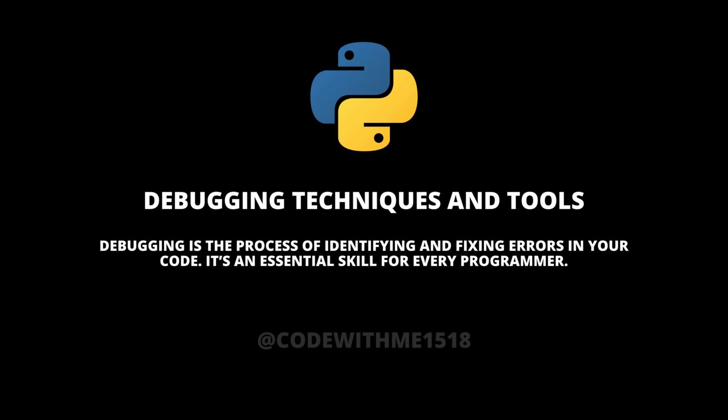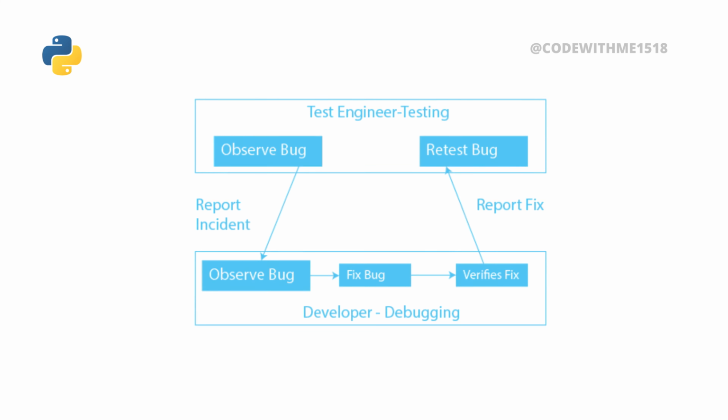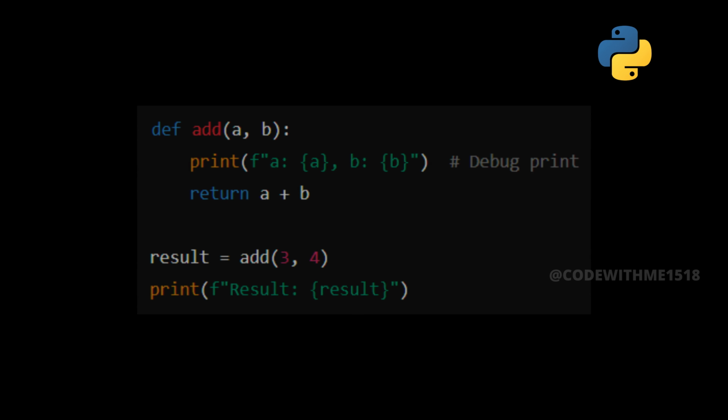Let's start with debugging techniques and tools. Debugging is the process of identifying and fixing errors in your code. It's an essential skill for every programmer. One of the simplest ways to debug your code is by using print statements to track variable values and program flow. However, for more complex debugging, Python's built-in PDB module can be incredibly helpful.